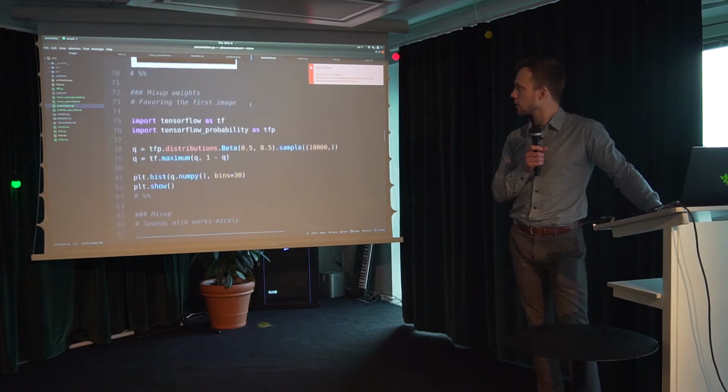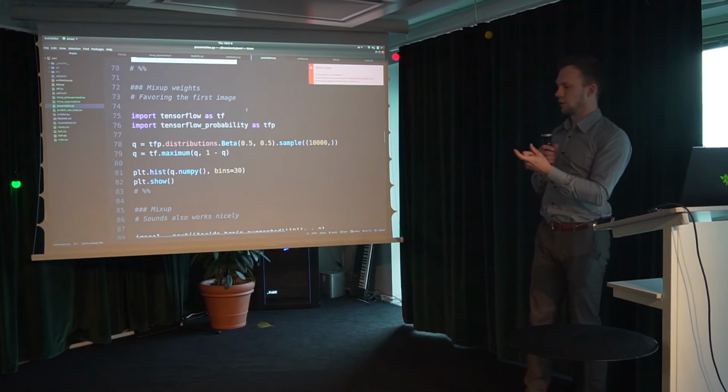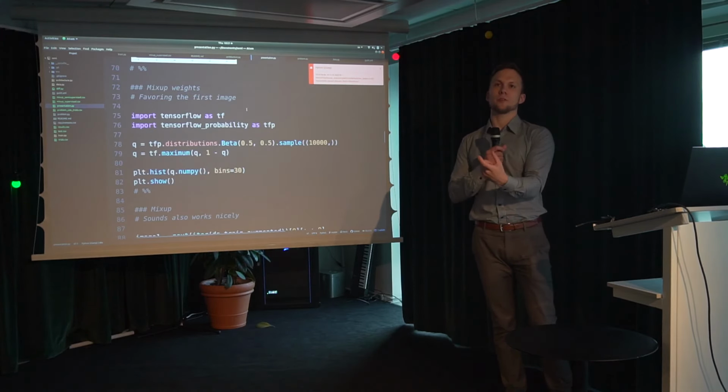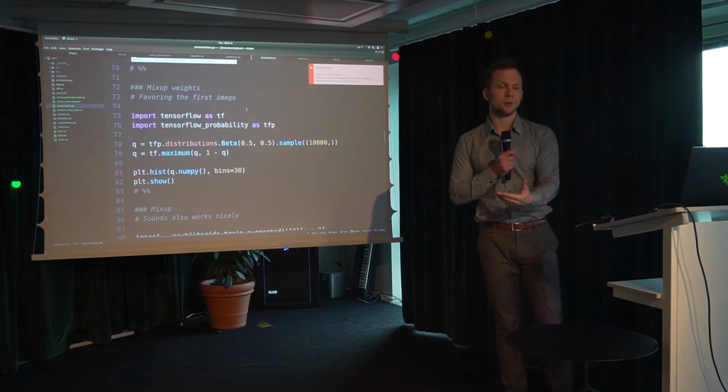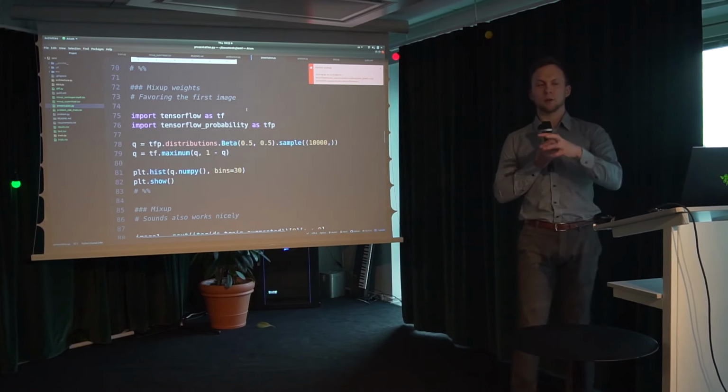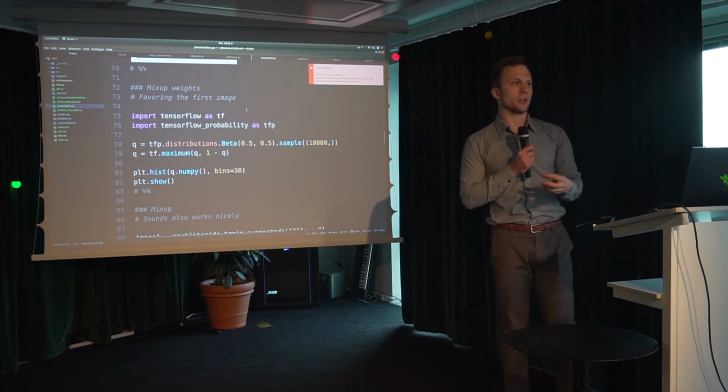The weights we use in MixMatch, or in MixUp actually, you can use any weight function, but in MixMatch they used a beta distribution, and they set alpha and beta both to 0.5. But they only use the upper part. They mirror the output, so they favor the first image in the mix-up. So if we have image 1 and 2 again, then we would have much more weight on the first image than on the second image.